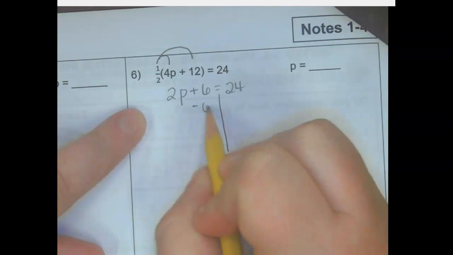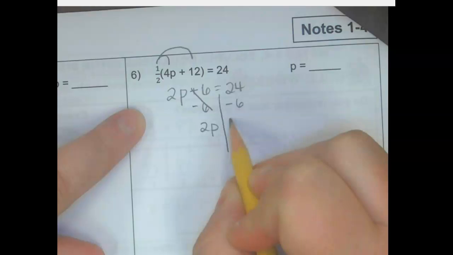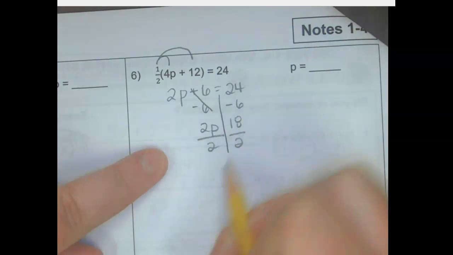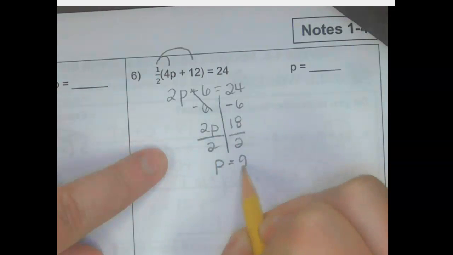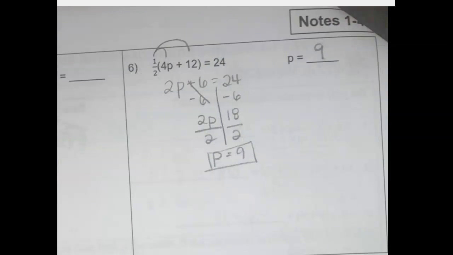Subtract both sides by 6. Divide both sides by 2. And we get 9. Is everybody good with 9?